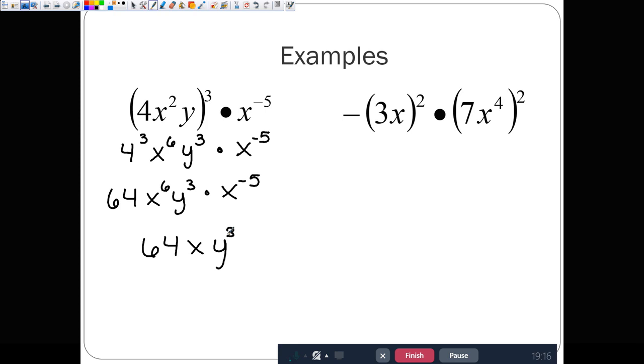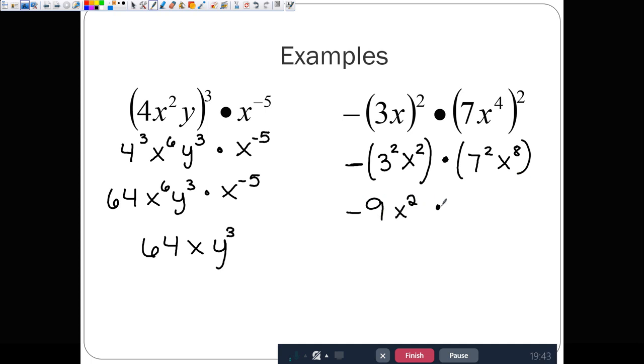Keep my negative out front here. I'm going to do my exponent rule first. This becomes 3 squared and x squared. And this is going to become 7 squared and x to the 8th. Okay, and what is 3 squared? 9. And I still have x squared. And what is 7 squared? 49. And I still have x to the 8th.